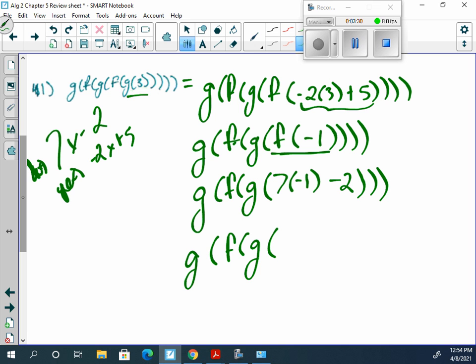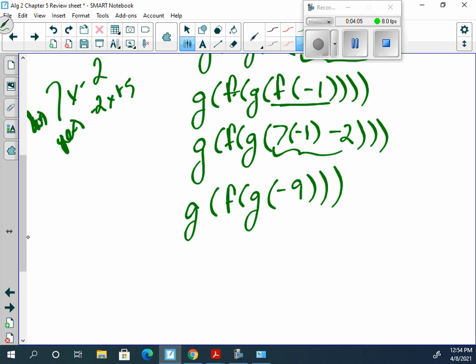Any questions on this so far? So we started off, we plugged 3 into g of x, simplified to negative 1. Now we plug negative 1 into f of x, and we've got 7 times negative 1 minus 2. We need to simplify this. Well, 7 times negative 1 is negative 7. Minus 2 would be negative 9. And again, whenever we're simplifying these, we can type this into the calculator, since it's all numbers, and simplify it down. Any questions on this so far?